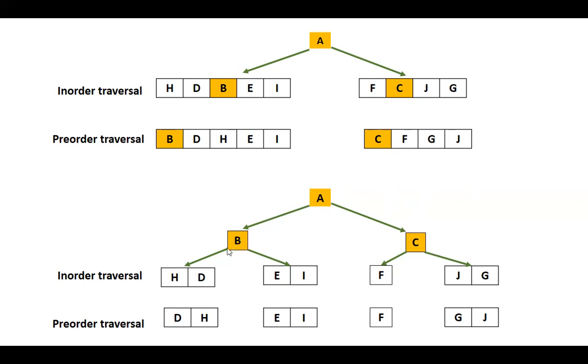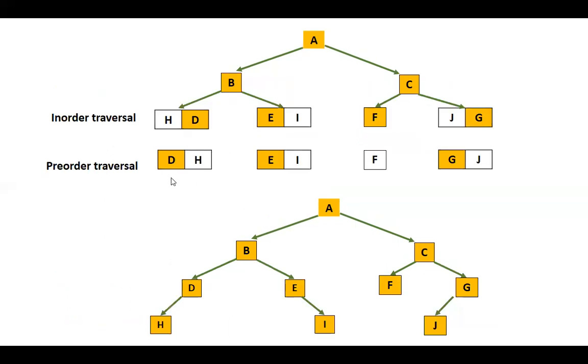Now let us find the left child and the right child for B as well as for C. Again we'll identify the root. In the pre-order traversal, the very first element is the root. So D will be the root here, and similarly E will be the root on the other side. So D is the root. Now trace it in the in-order traversal. On the right side, there are no elements, and on the left side there is only one element, that is H. So H will be the left child of D. There is no right child. So the left child of B is D, and D's left child is H.